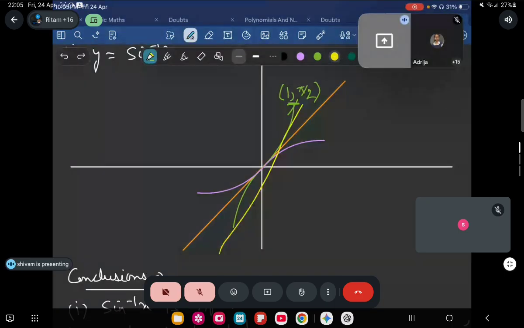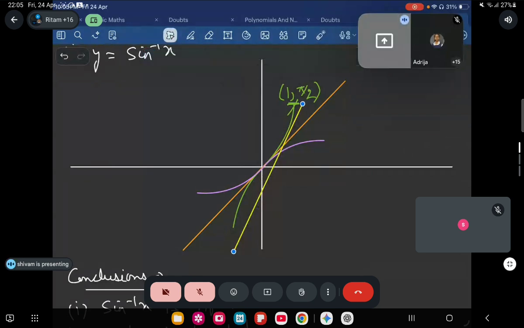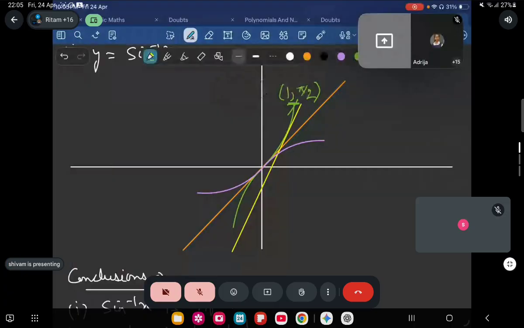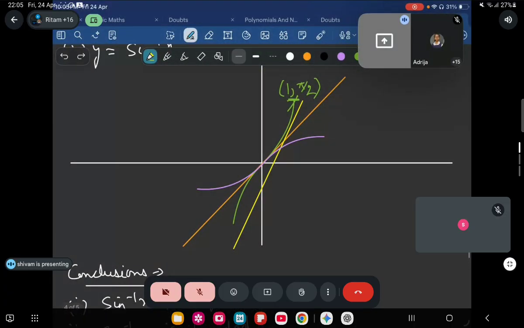Draw any other tangent to this function. I mean, to the graph. The angle is always acute, except for the endpoints. At endpoints, you'll get a vertical tangent. Can you people understand? At endpoints, you're going to get a vertical tangent like this.